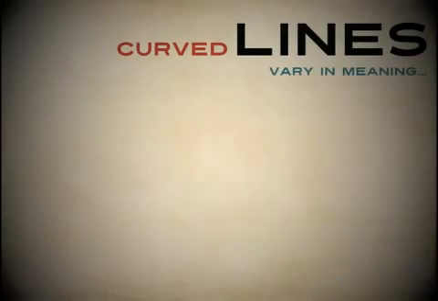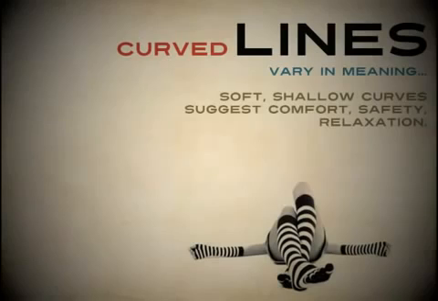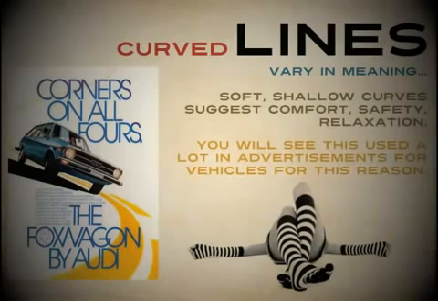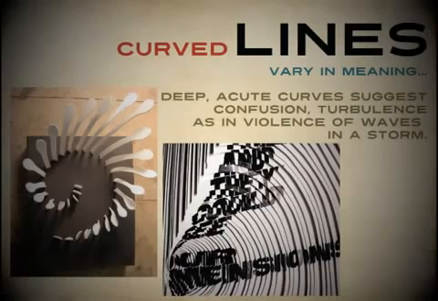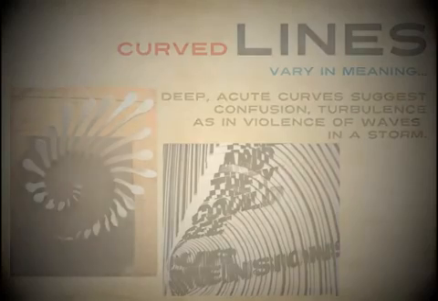Curved lines vary in meaning. For example, soft, shallow curves suggest comfort, safety, relaxation. These kinds of lines are used often in advertisements for vehicles. Deep, acute curves suggest confusion, turbulence, as in the violence of waves in a storm.